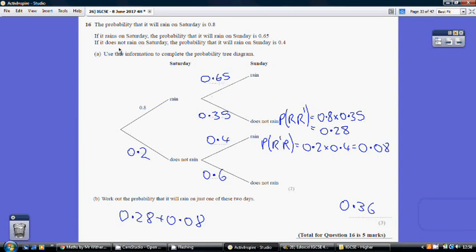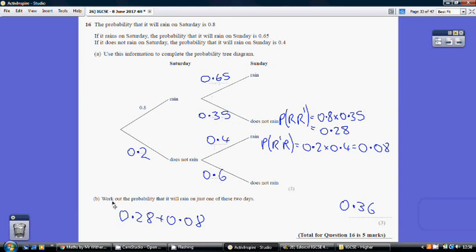And then finally we're told if it does not rain on Saturday, the probability that it will rain on Sunday is 0.4. So this bit here must be 0.4. So this must be 0.6 because these two together have to add up to a whole, and 1 minus 0.4 is 0.6.